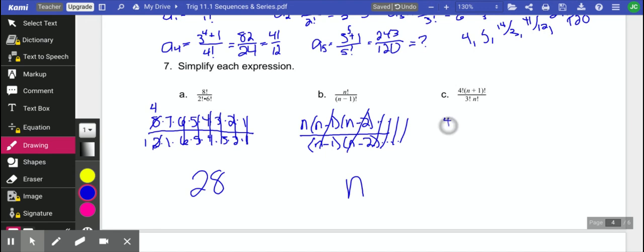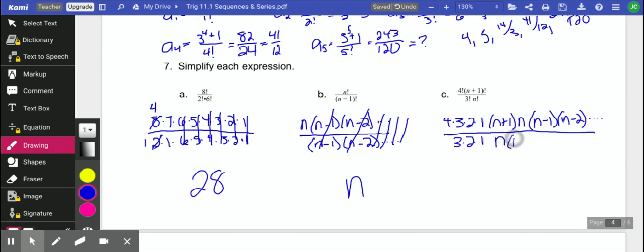All right, let's check out C. 4 factorial, that's easy, we know that one. N plus 1 factorial is going to start with n plus 1. The next number down is n, and then n minus 1, and then n minus 2, and that's going to keep going however long it needs to go. 3 factorial, that's easy. N factorial starts with n, and then n minus 1, and then n minus 2, and that's going to keep going. And now we can cancel stuff. N's cancel, n minus 1, n minus 2, so our answer is going to be 4 times n plus 1.